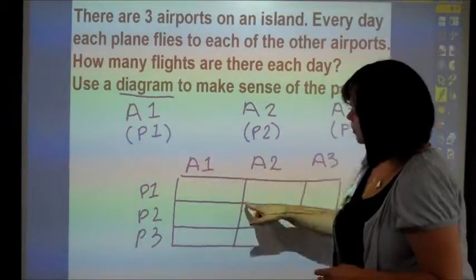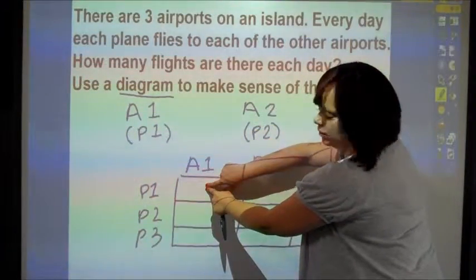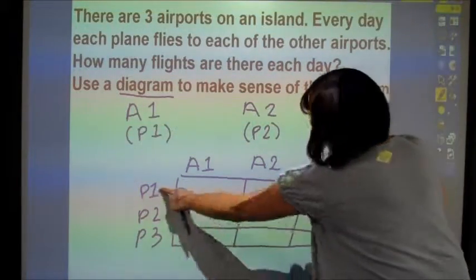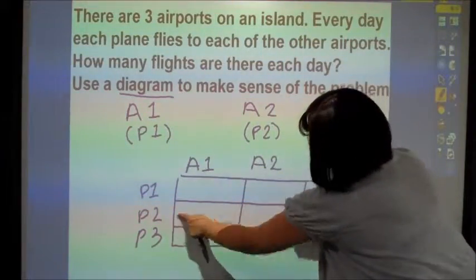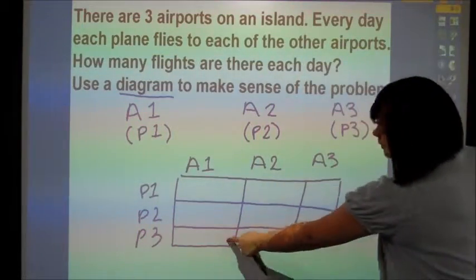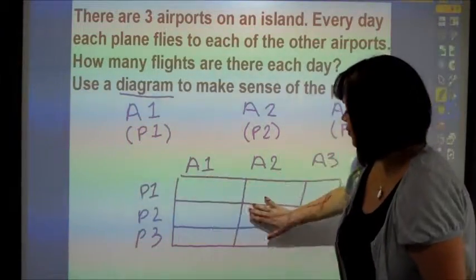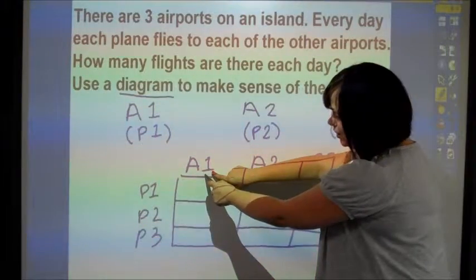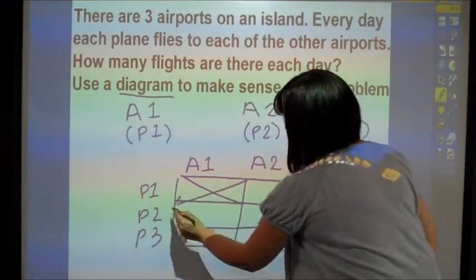So, what this now shows me is this box here means plane 1 going to airport 1. This box here means plane 1 going to airport 2. And this box here means plane 1 going to airport 3. And so on. Plane 2 to airport 1, plane 2 to airport 2, plane 2 to airport 3, and the same with the bottom line with plane 3. Okay? So the first thing I can do is, some of these boxes aren't important. I've already said, we can't have plane 1 going to airport 1, because it belongs in airport 1, it's there already, so I'm just going to cross that box out.